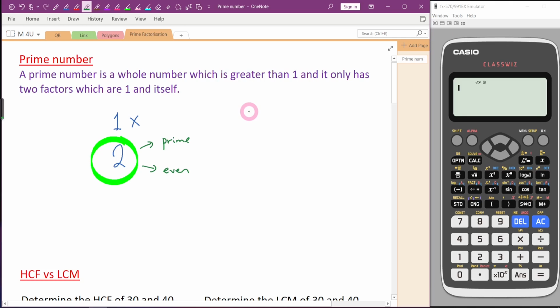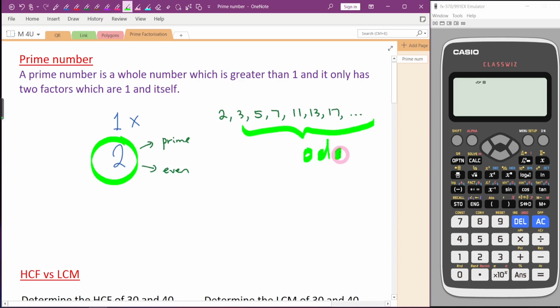Let me list out the first few prime numbers for you. 2, 3, 5, okay, these are the first few prime numbers. You will notice that all of these are odd numbers except this one, which is even. So remember, 2 is the first prime number and 2 is the only prime number which is an even number. The rest of the prime numbers are all odd numbers.